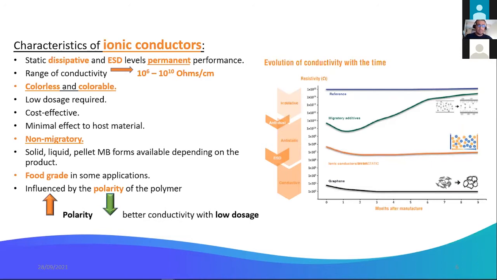The main characteristics of ionic conductors from Avanzare: first, it is permanent and allows you to give dissipative or ESD levels, so the range of conductivity is between 10 to the power 6, 5 to 10 to the power 10. It's colorless, which allows you to have rubber compounds in whatever color you want. The dosage is usually low, it's cost effective, and the impact on the mechanical properties is lower.